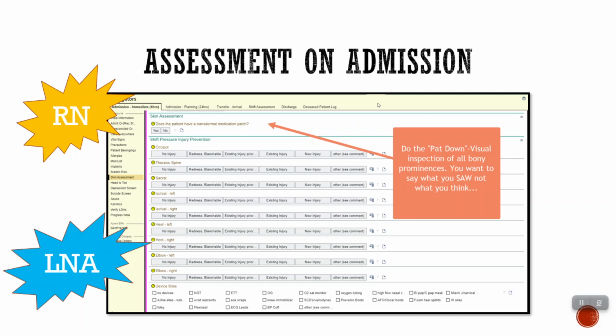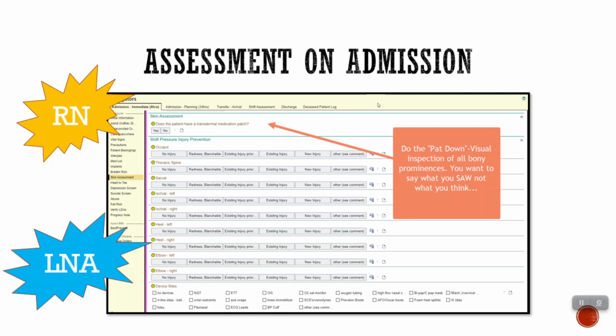If you can't assess it, write a note, put in a little comment, say that you were not able to assess at this time. And sometimes patients won't get up or won't roll over, or they decline. Write that too. Say unable to assess, patient declined at this time.